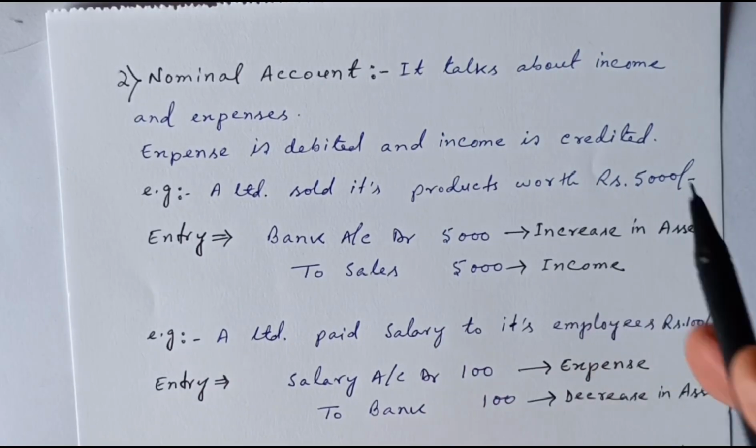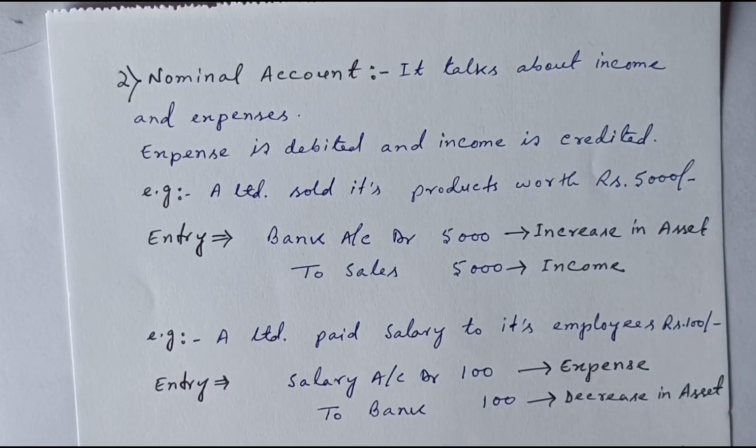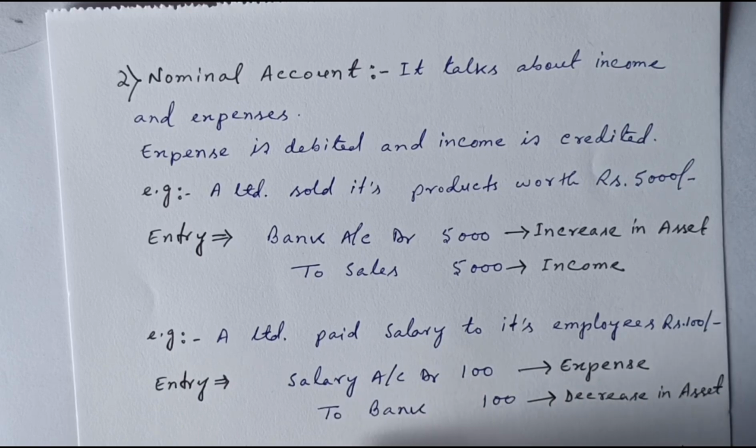Now we have taken a second example for expenses. Suppose A Limited is paying salary to its employees of rupees 100. Salary is expenditure for any organization, so salary is debited and bank is credited as we are paying salary from bank, and bank is also an asset, decrease in asset, so bank has been credited.